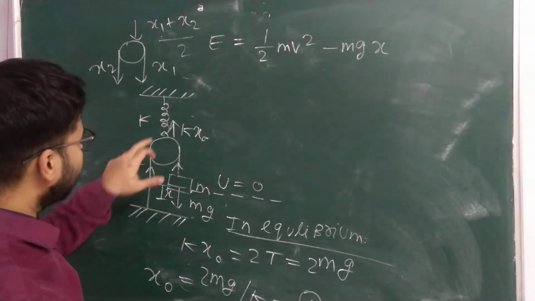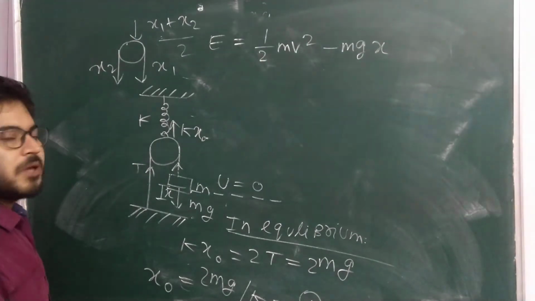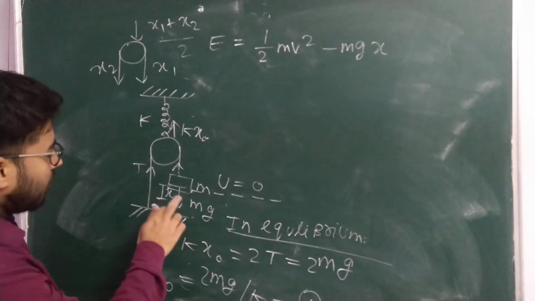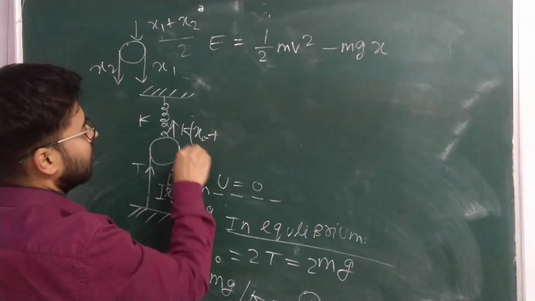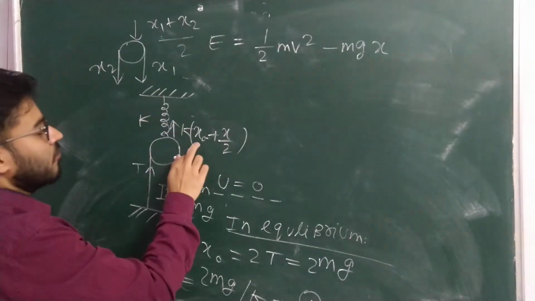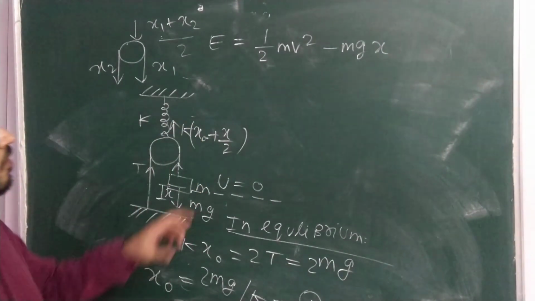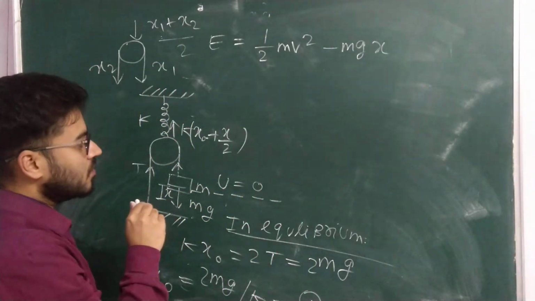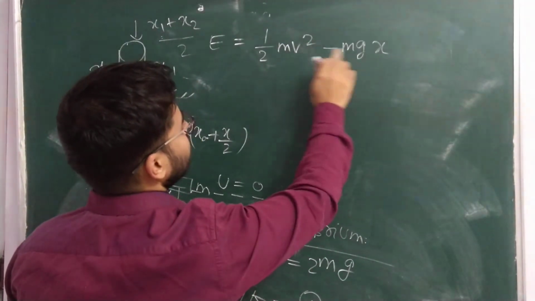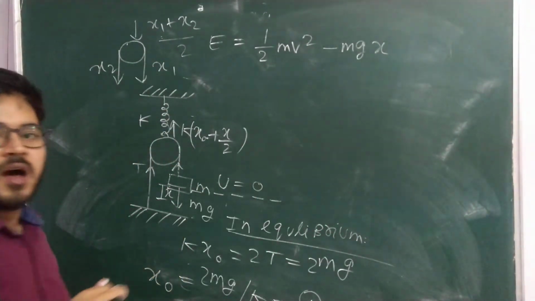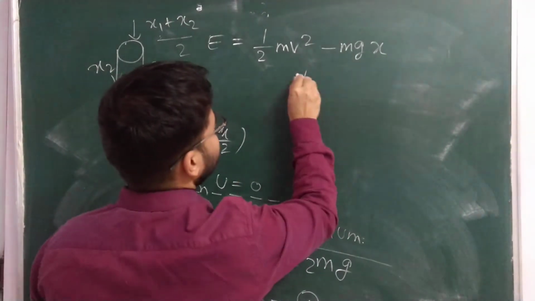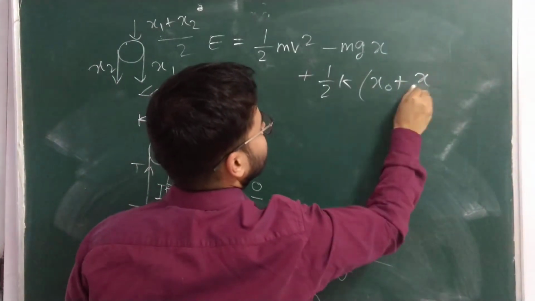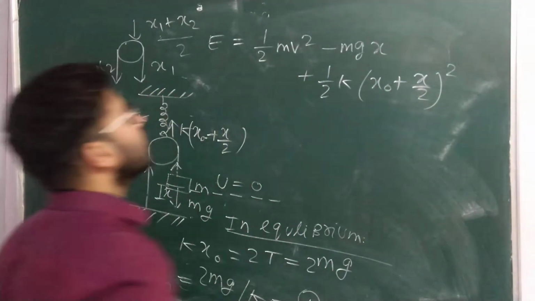Okay, so here what is going to happen? This is x, this is 0, so the displacement of the spring is going to be x0 was there initially, but there is extra x by 2 also. x plus 0, x by 2. So you don't only have x0 here, you also have x by 2. So if I want to write the energy of this thing, what will be the energy? The energy will be half mv square minus mgx plus half k, remember that the extension is x0 plus x by 2, whole square.